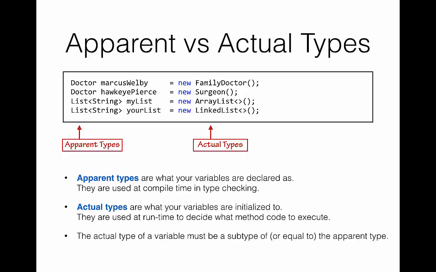Likewise, my list and your list are both lists of strings, so that is their apparent type. But my list is actually an array list, and your list is actually a linked list. Apparent versus actual type is a critical distinction, because when Java does its type checking at compile time, it has to rely on the apparent types of the variables in order to see if there are any type violations. But when the program is running, the actual types are used to determine what code to execute.